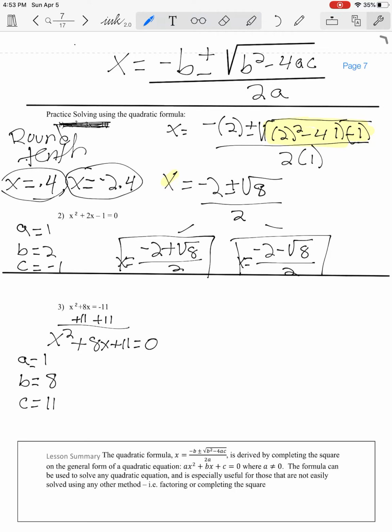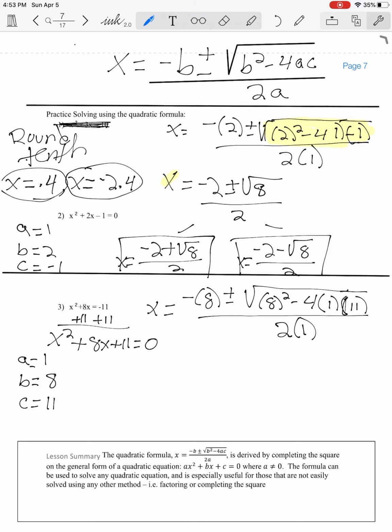Now I'm going to plug in using my quadratic formula. Well, it says negative B, which is negative 8, plus or minus the whole square root there. The square root of B squared, which is 8 squared, minus 4 times A, which is 1, and C, which is 11. And that's all going to be over 2 times 1, 2A. That's x equals. There's my first step.